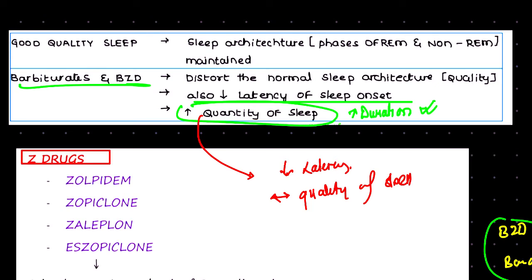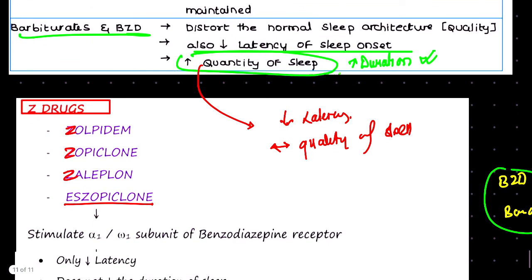These are Z drugs, and they are also called newer non-benzodiazepine hypnotics. Now why are they called Z drugs? Because maximum every drug, their name starts with Z, except eszopiclone, which is a recently discovered drug. Now what these Z drugs will do is they will decrease the latency, right?